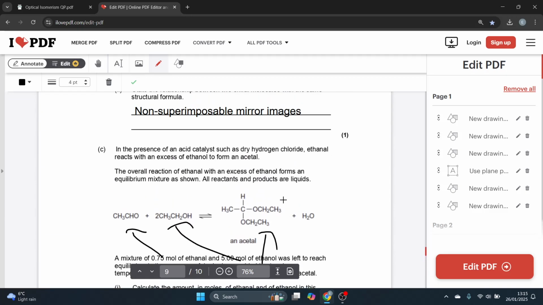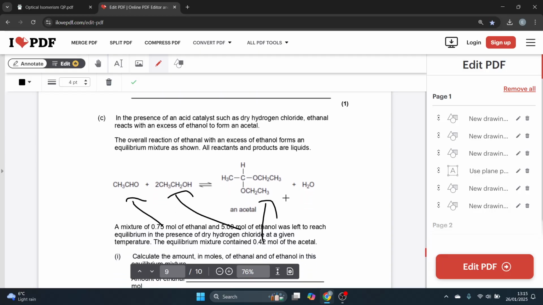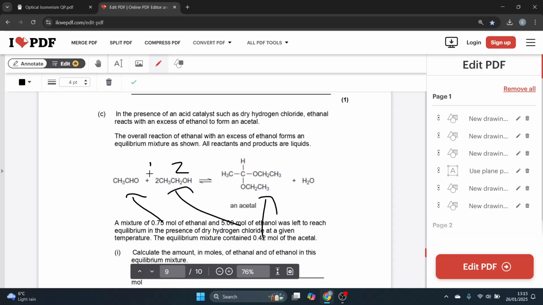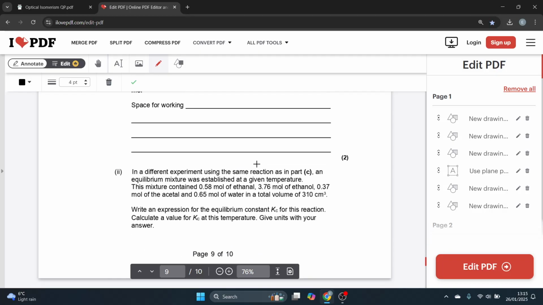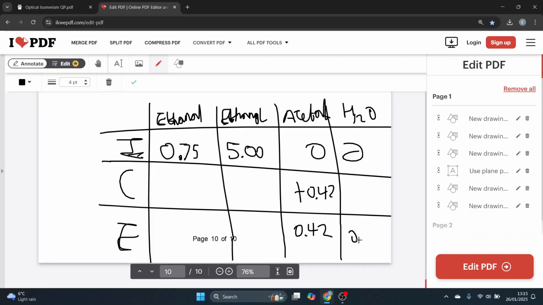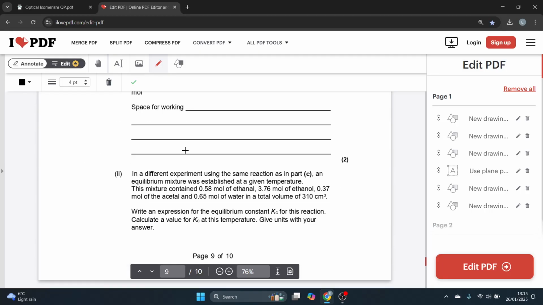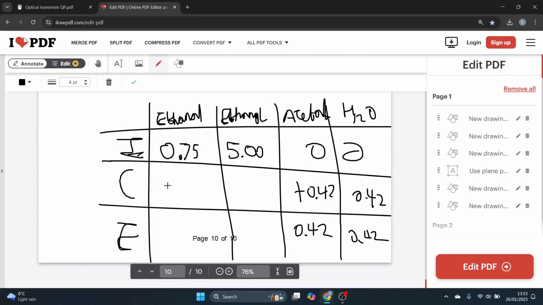And all of them, are they in a 1:1 ratio? Obviously that's a 2, that's a 1. But what about this to this? Yeah, that's gonna be a 1:1. So that's gonna be 0.42, 0.42, 0.42, but that's not what we want to find out. So ethanol, I'm going to minus 0.42, and in this case, because it's 2:1 ratio, I'm going to minus 0.84.